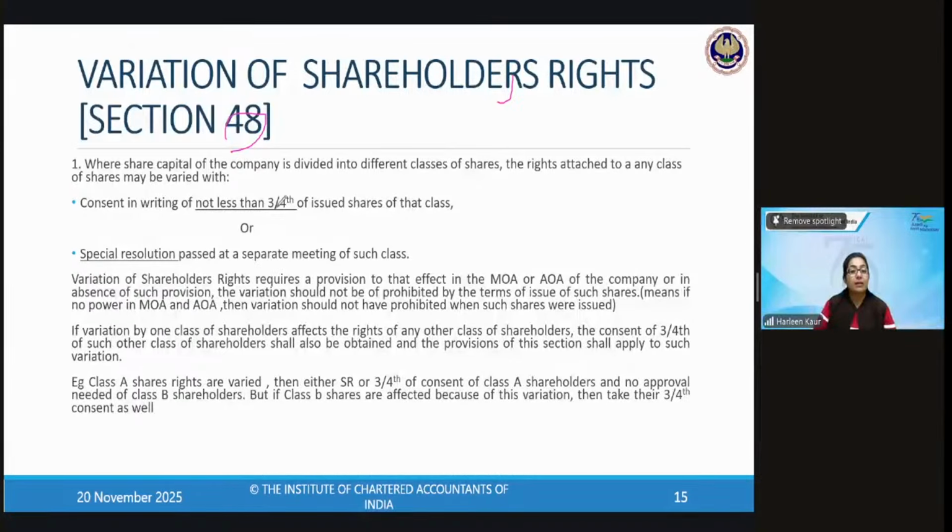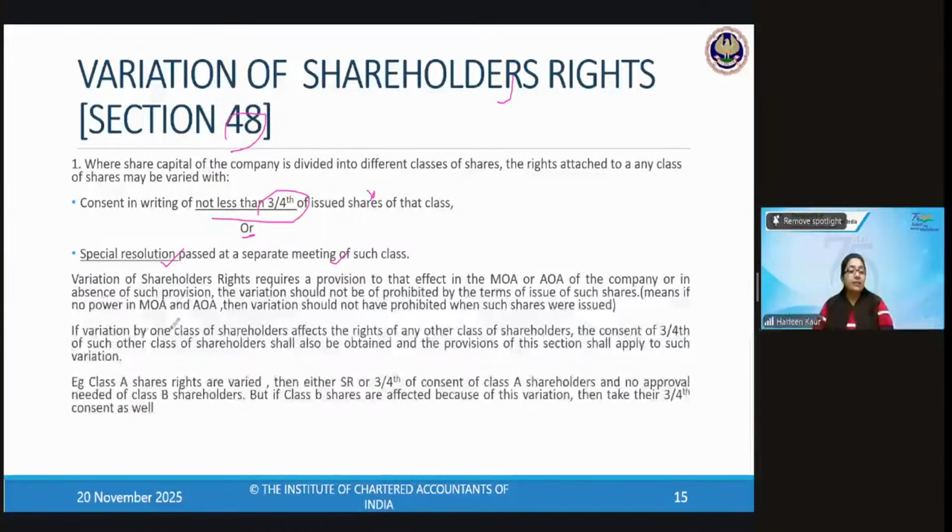Variation of the rights can be done if three-fourth of the consent of that class of shareholders is taken or an SR has been passed. If we have just passed the SR and three-fourth of the consent is not taken, then it's fine. Yes, Krishna Goel, absolutely good. Is it fine if we have just passed the SR and not taken the consent? Yes, ma'am, then it's fine. Either one of the things should have been done.